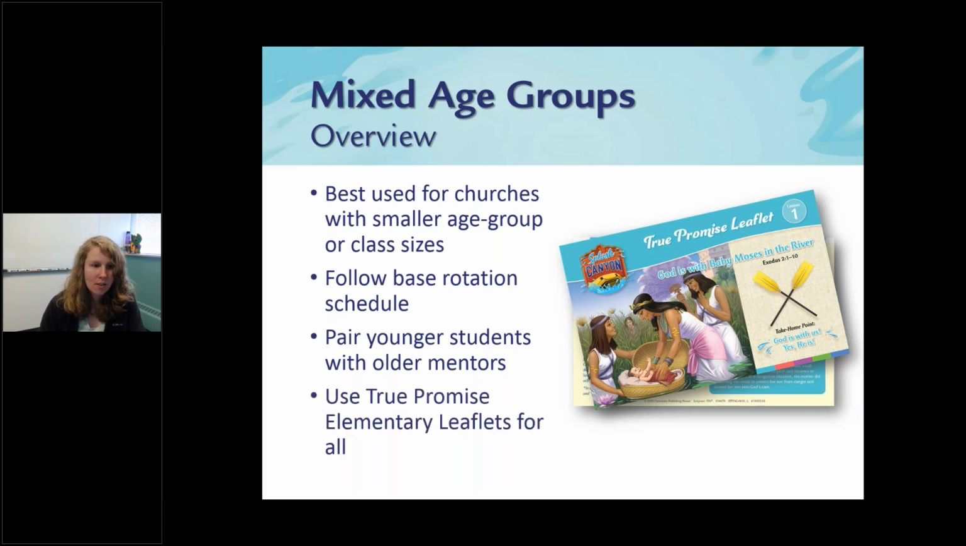And then the one adaptation I would say in this mixed age group VBS is to use the True Promise leaflet for everybody. So what we have right now are an early childhood leaflet, an early elementary leaflet, and an elementary leaflet. If you choose to do this mixed age group VBS, I would say just stick with that elementary leaflet. Our editor was very careful to make sure that that format would work even if you had the little guys in there too. So that's our one recommendation.